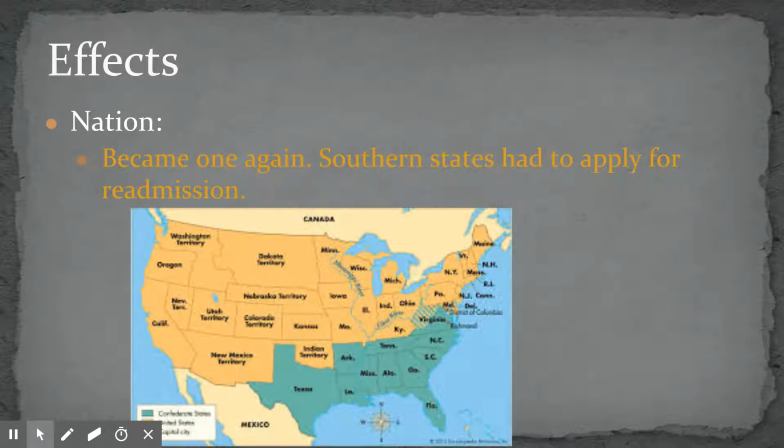Southern states actually had to reapply for admission. And what the North did was basically dictate whether or not they would be accepted. Basically, this is the North's way of being the puppeteer, right? Like, you need to stop doing this, this, and this if you want to be part of the United States again. It was their way of getting what they wanted from the South.